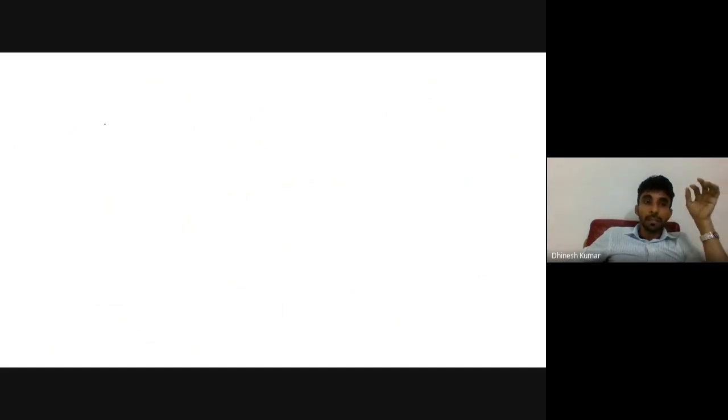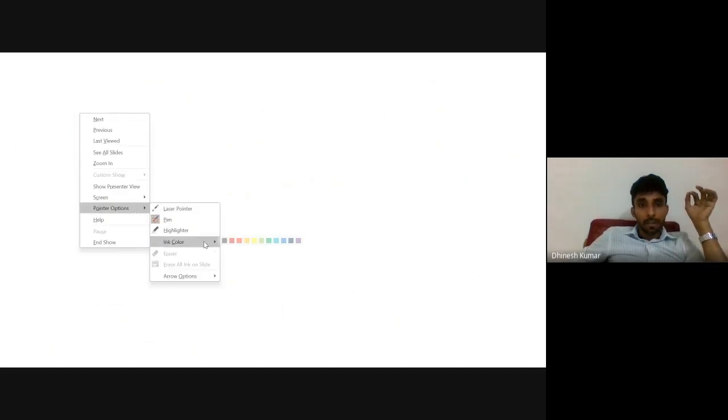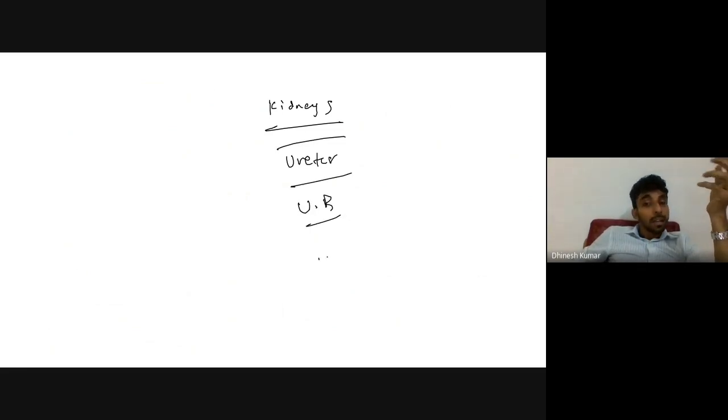So that's the end of the current spotter session discussion. We have discussed the possible questions related to the kidneys, ureters, urinary bladder, then duodenum and pancreas. Thank you all.